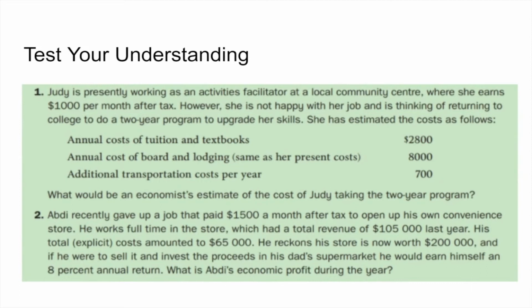The additional transportation cost, meaning that she wouldn't have had that cost otherwise, would further add to the cost of going to school. So the total economic cost of going to school would be $24,000 in lost salary, plus $2,800 annual cost, so $2,800 times 2, what's that, $5,600 in tuition costs, plus annual transportation costs of $700 per year, so that's $1,400 extra cost. So going to school will be quite expensive for her.